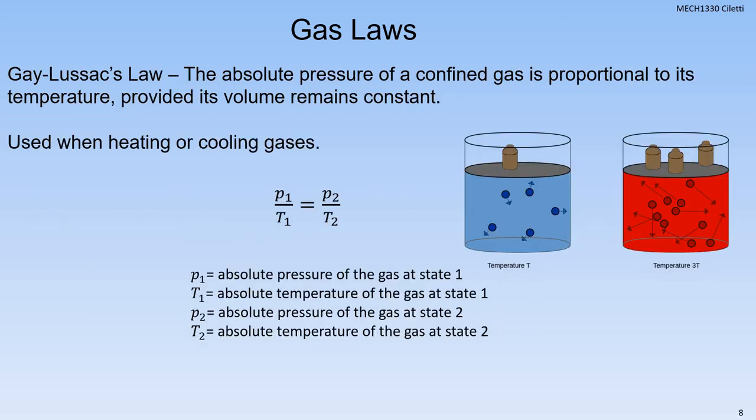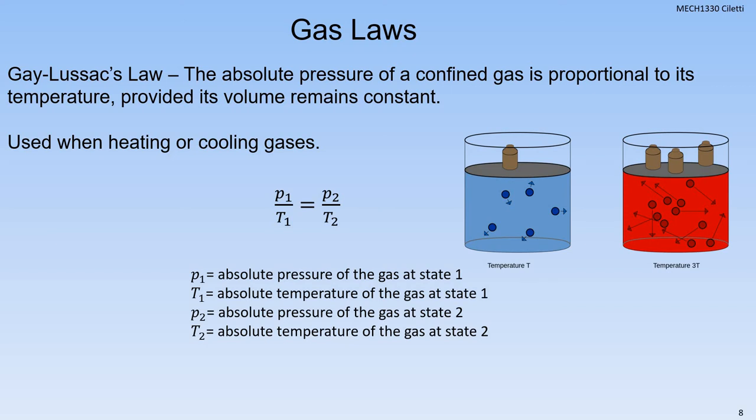The next we're going to do is Gay-Lussac's law. That's the absolute pressure of a confined gas is proportional to its temperature provided its volume remains constant. So we're going to use this law anytime volume is constant. So we have a pressure and we have a temperature, and then after it goes through some sort of experiment or what we're doing with it.